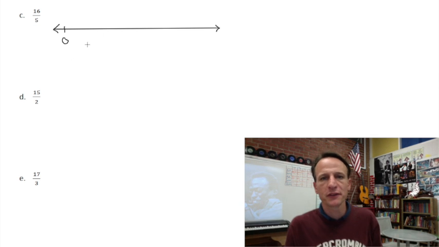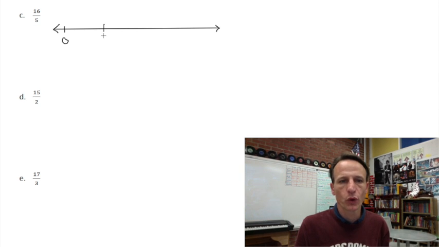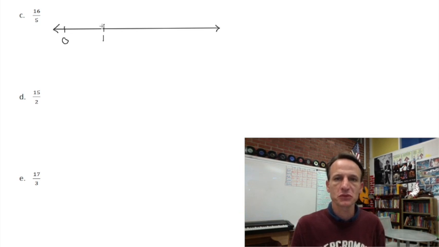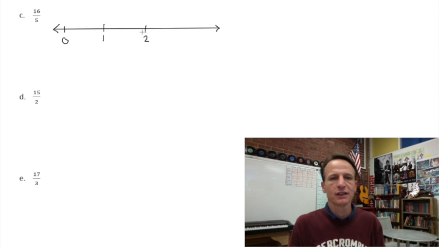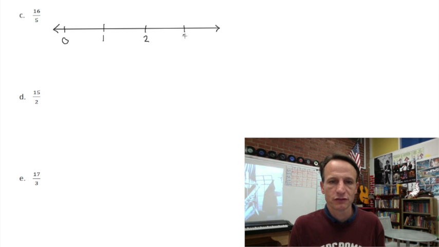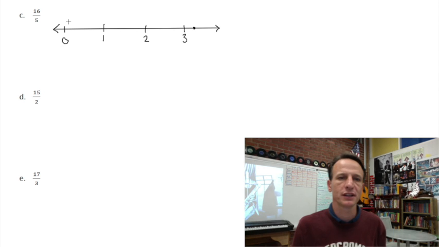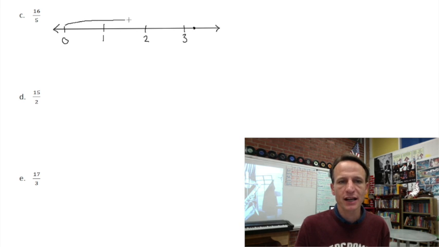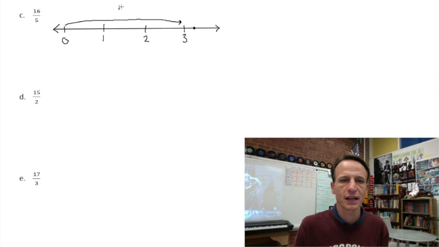Now we're talking about fifths here. So when we get to 1, how many fifths is that? Well, it's 5/5, right? Then when we get to 2, it's another 5/5. So 5, 10. Can we go another 5? Yeah, we're going up to 16. So 5, 10, 15. And then, we'll just have one more 5th here. So we went 5, 10, 15 fifths to there.